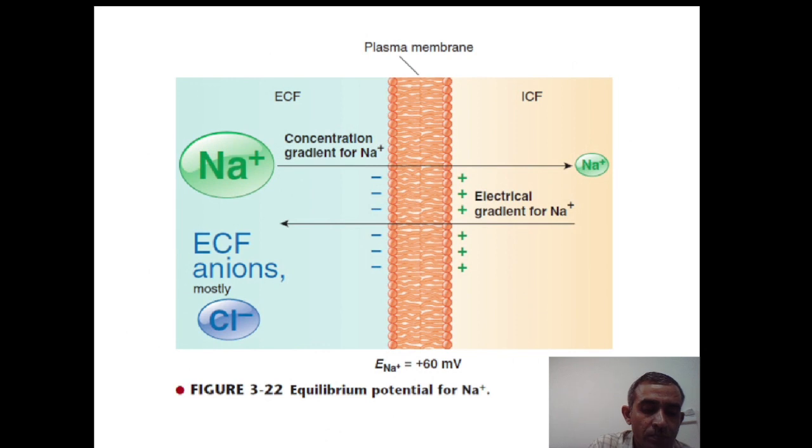For sodium, the concentration gradient is from the ECF to the ICF, and the electrical gradient is from the ICF to the ECF. Both are balanced at plus 60 millivolt, and this is the Nernst potential for sodium.